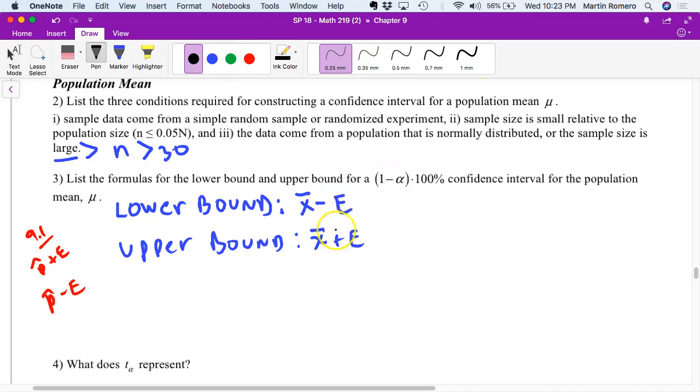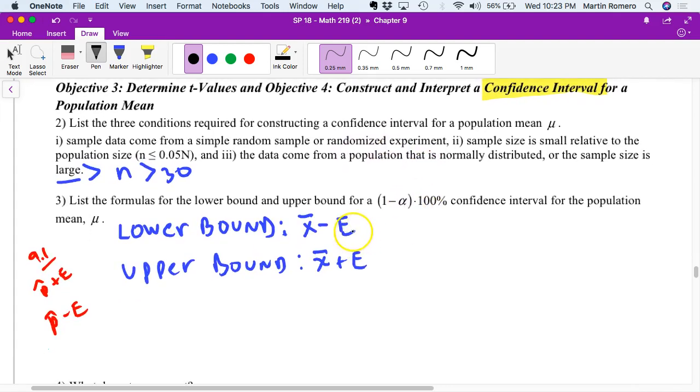And in the previous lecture, these had values. X bar is your point estimate. Your E is then the value that needs to be calculated. And so we have a formula for that. And again, let me just write this out so you know. So your confidence interval is always going to be your point estimate plus or minus your margin of error.